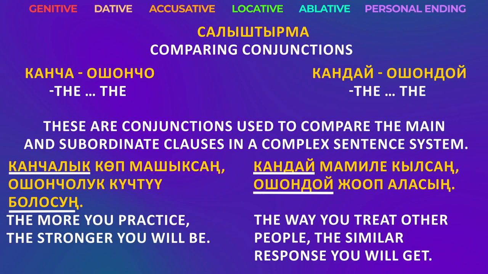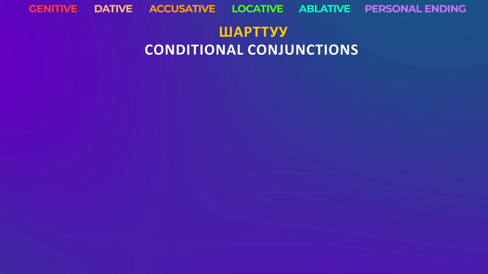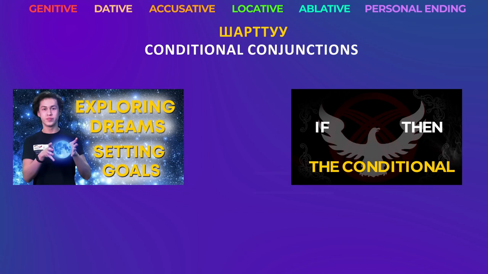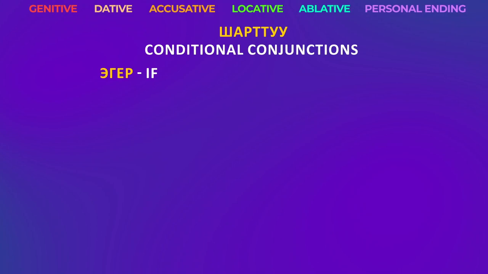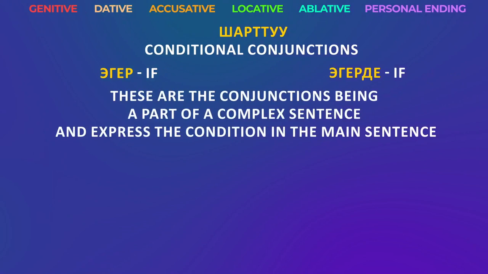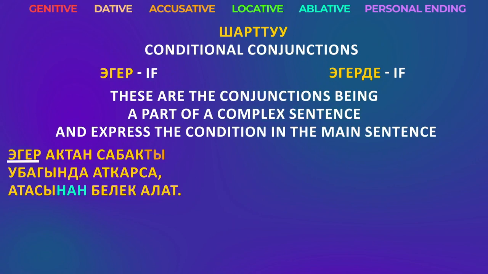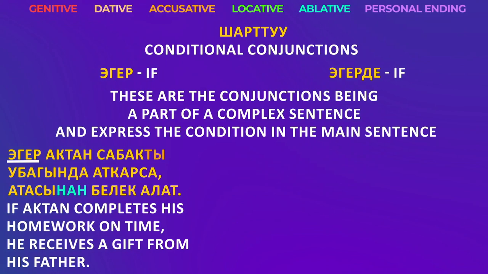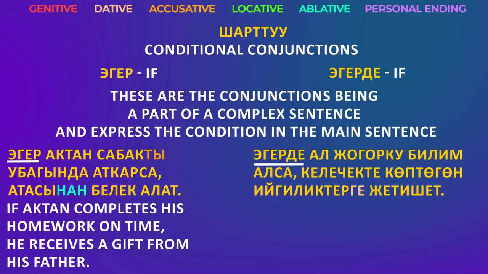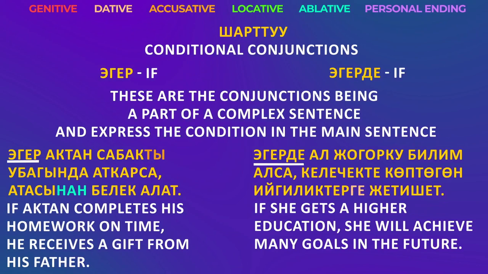Another one is шартту conjunction, which is conditional conjunctions. This might be pretty familiar to you. If not, check the episodes 59 and 25. So, it's егер, which means if, or егерде, which means if as well. So, these are conjunctions being a part of a complex sentence and express the condition in the main sentence. So, let's see an example. Егер ақтан сабақты убағында атқарса, атасынан белег алады. If Ахтан completes his homework on time, he receives a gift from his father. Егер де ал жоғарғы білім алса, келешекте көптеген игіліктерге жетшет. If she gets a higher education, she will achieve many goals in the future.